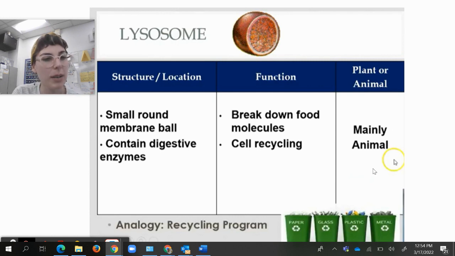It's mainly found in animal cells, but we could find it in some plant cells too. My analogy would be it's the recycling program. But I would say it's also the waste program. There's definitely stuff that the cell produces that just gets excreted out of you, but there are also some pieces that it can reuse and recycle.